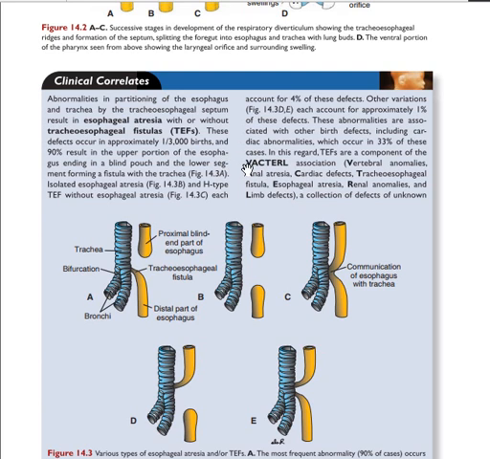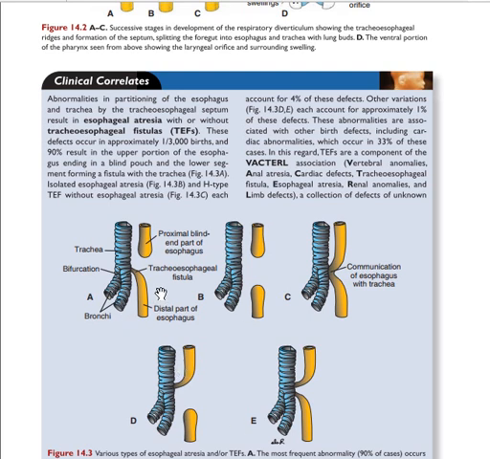So vertebral abnormality, anal atresia, cardiac defect, tracheoesophageal fistula, esophageal atresia, renal abnormality, and then limb defects are involved in tracheoesophageal fistula. Now there are different types of tracheoesophageal fistula.